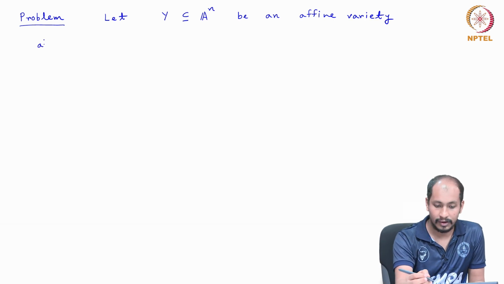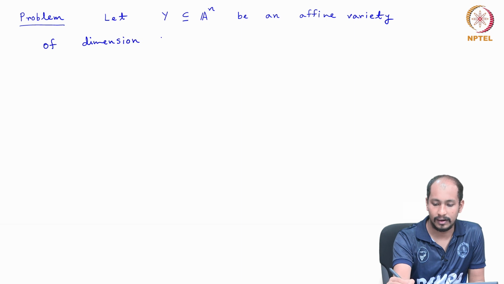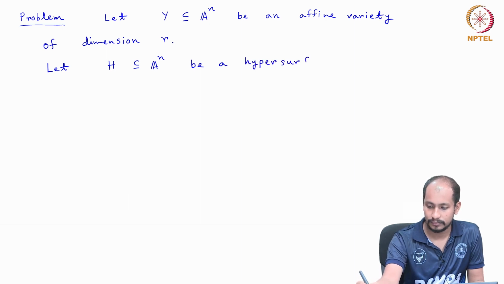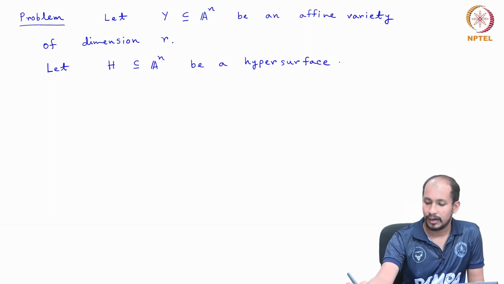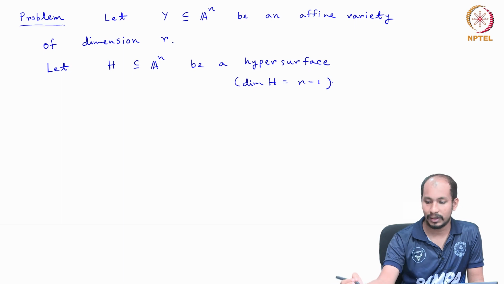An affine variety of dimension r. Also let H inside A^n be a hypersurface. It means that the dimension of H is exactly n minus 1. Okay.